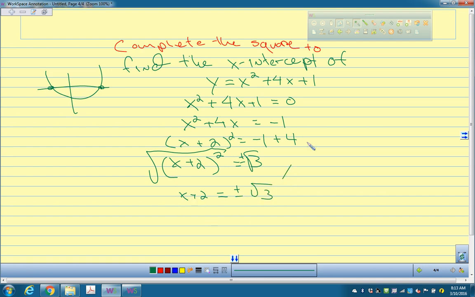Solving both pieces, I get x equals negative 2 plus root of 3, or x equals negative 2 minus root of 3. If I graph this parabola, that would be one intercept, that would be the other intercept. Okay? And that's where the x value of where it crosses. So it's really the same thing. Okay?